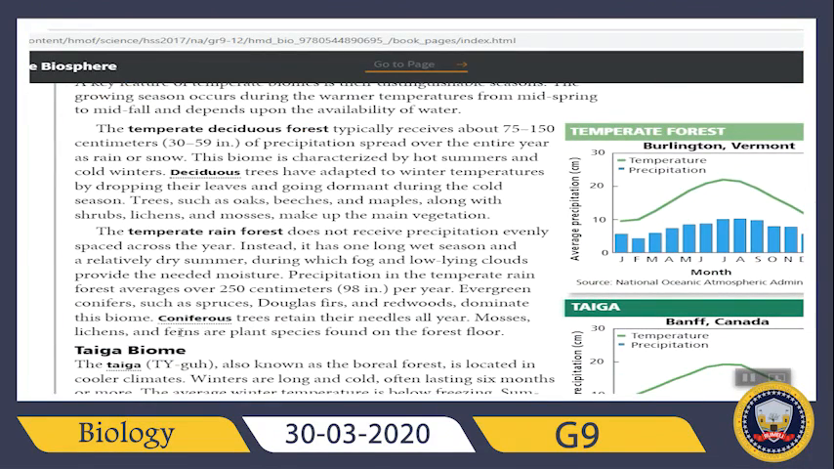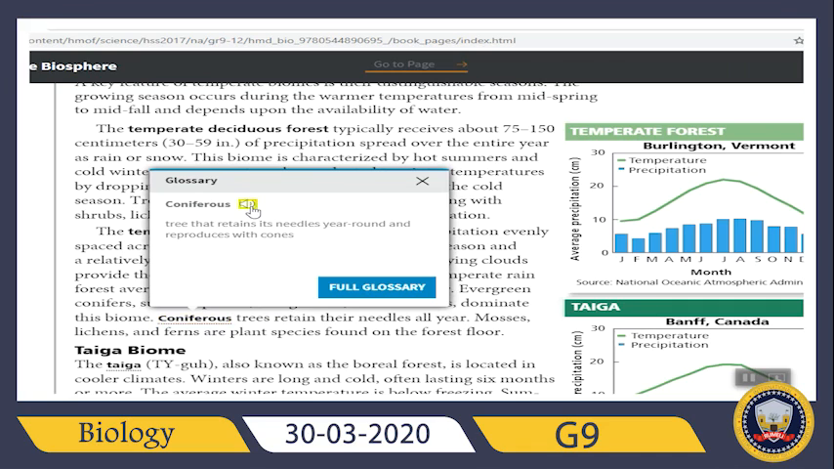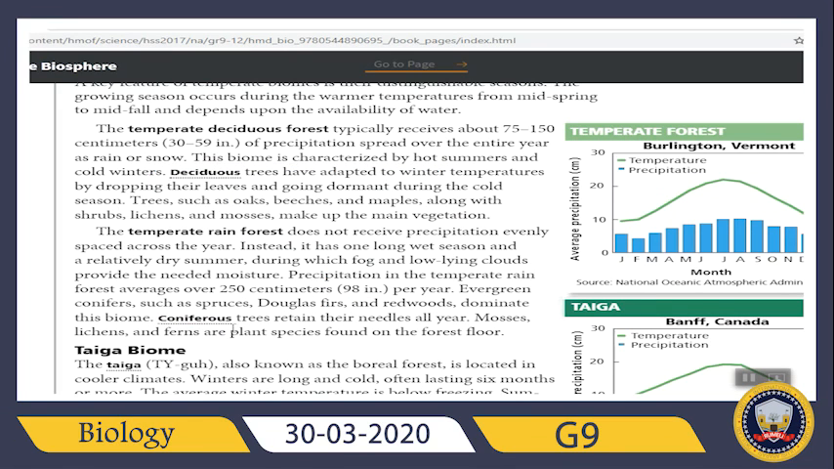The coniferous trees. You can find coniferous trees. Let's start by defining coniferous. Coniferous. Tree that retains its needles year-round and reproduces with cones. Good. Coniferous, guys, they have another name. It's called the evergreen. So forest, temperate rainforests, or the coniferous forests, we call them evergreen forests. Okay? Because it's green all year long.